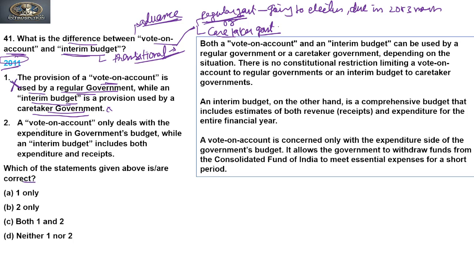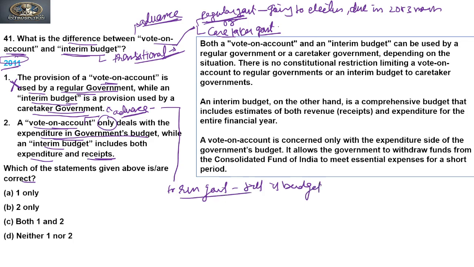Now if you see the second statement, a vote on account only deals with the expenditure in government's budget, while interim budget includes both expenditure and receipt. So this is true. The vote on account is only dealing with the expenditure. It is a kind of advance the parliament gives to the government to run the government till the budget is passed. And this advance is given out of the 1/6 of the total demand of grant.